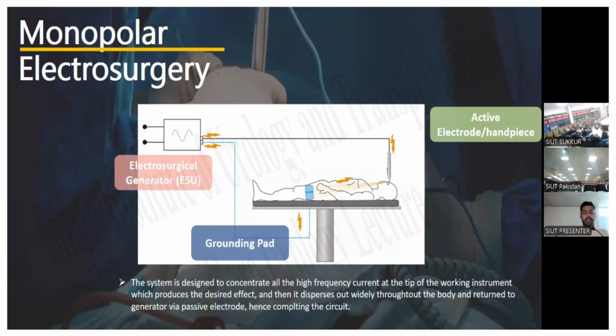Basically, in this, the high frequency current should be focused entirely at the tip. And if the current is concentrated anywhere else in the body, then it will also cause some morbid effects elsewhere as well.